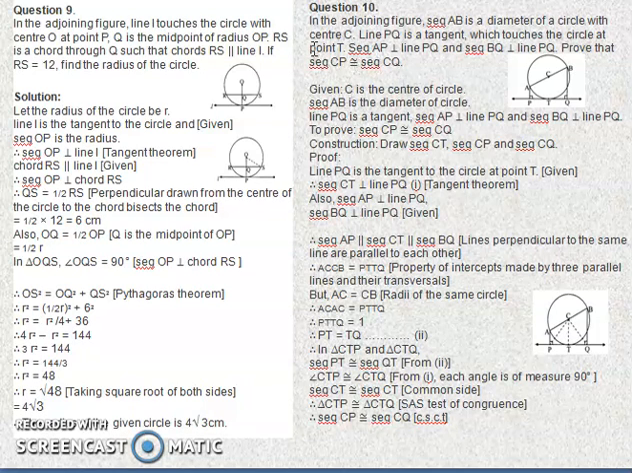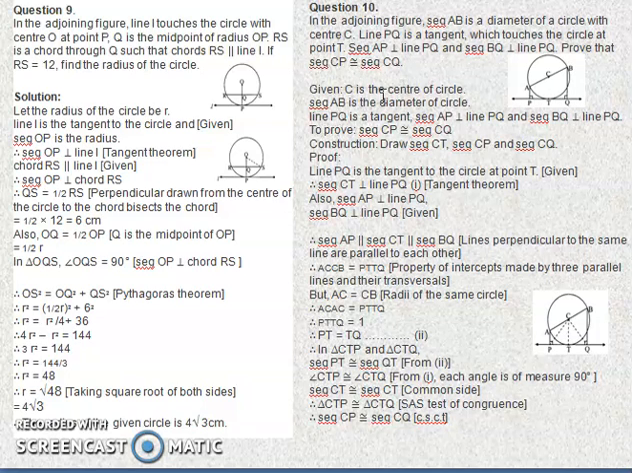Now come to the next part. In the adjoining figure, segment AB is the diameter of the circle with the center C, you can see it is the diameter of the circle with the center C, and PQ is the tangent to the circle which touches the circle at point T. Segment AP is perpendicular to line PQ and segment BQ is perpendicular to line PQ. Prove that segment CP is congruent to segment CQ.